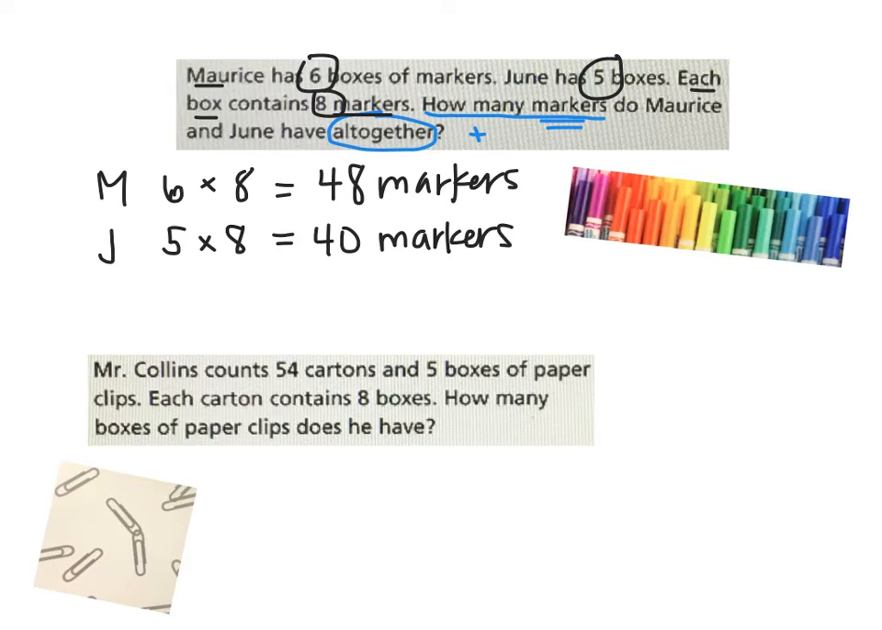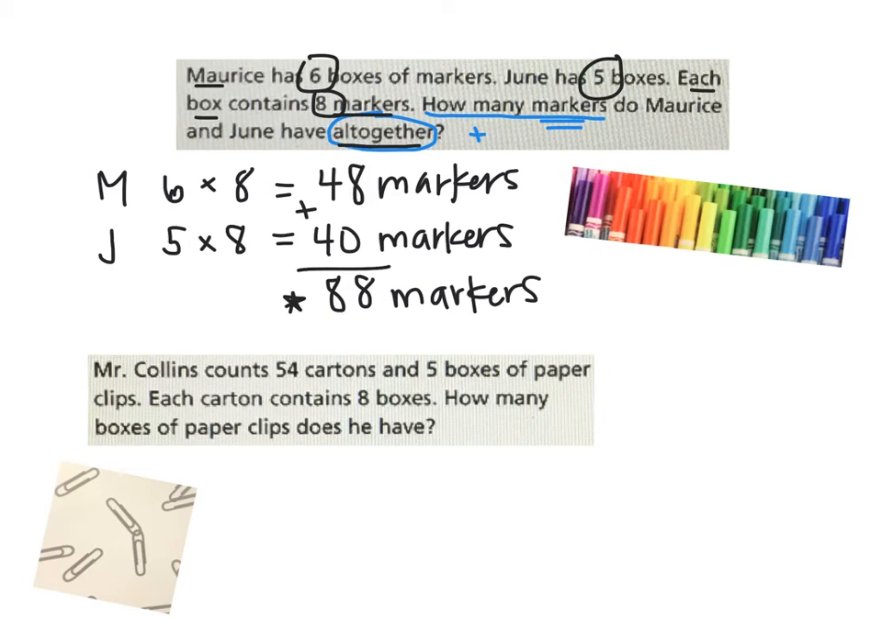Keyword of the problem is that we need to know how many they have all together. So I will be adding those 2 together. So 48 plus 40, 8 plus 0, 8, 4 plus 4, 8. So altogether, these 2 have 88 markers in all. So notice that was about 3 steps.